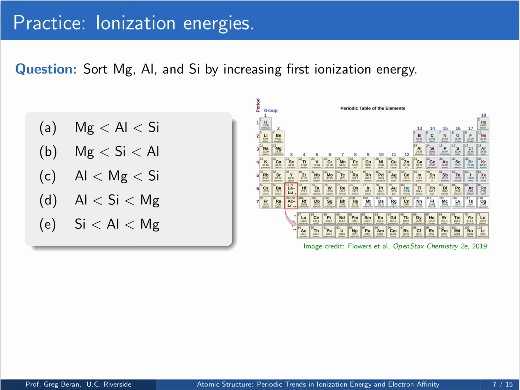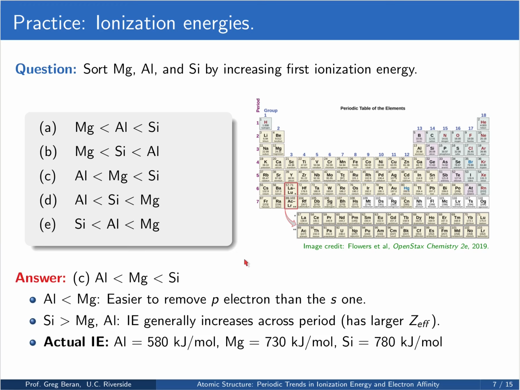Let's try a practice problem. Sort magnesium, aluminum, and silicon by increasing first ionization energy. So magnesium is here, element 12, aluminum is 13, silicon is 14. Pause the video, attempt the solution, hit resume when ready.